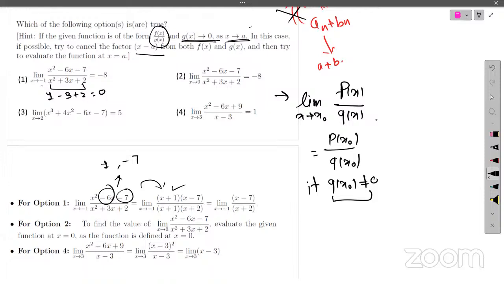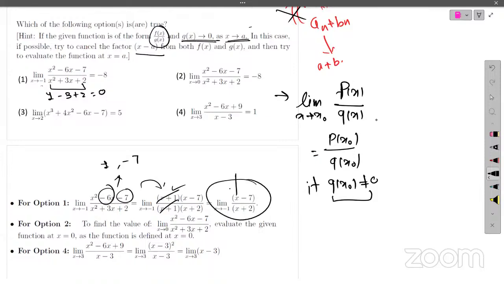So this is the result we want to apply here. But in the first option, as x goes to minus 1, the denominator is becoming 0. So first we will try to factor it out and cancel this x plus 1 term. Is it possible or not? In some cases it is possible, in some cases it is not. Here there is one common factor of x plus 1 in the numerator and denominator, so we cancel it out and get x minus 7 upon x plus 2.